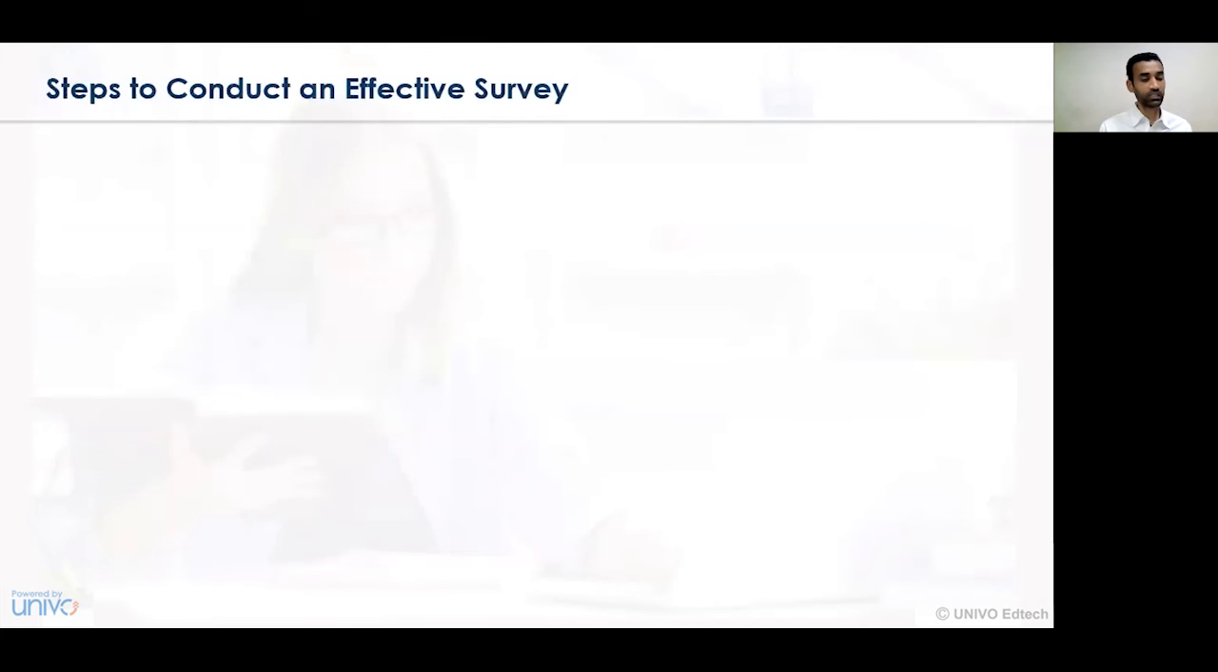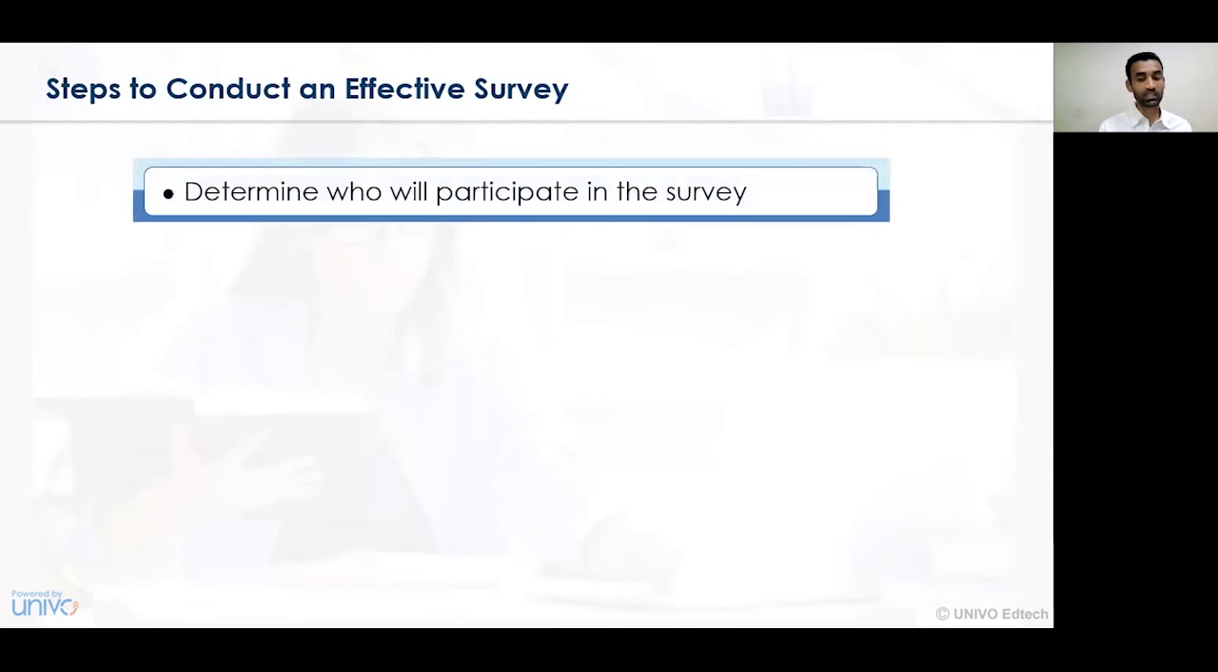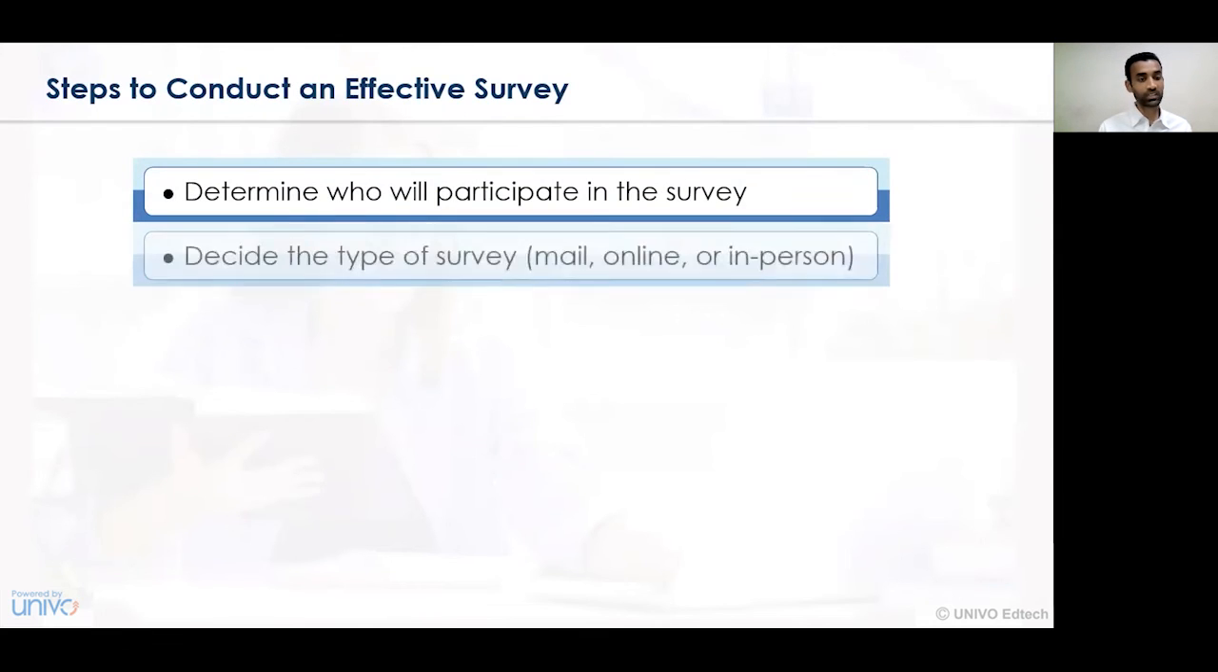Now let us understand what are the various steps to conduct an effective survey. The first step in conducting an effective survey is determining who will participate in the survey. The second step is deciding what type of survey will be undertaken. That is, whether it will be an email survey, an online survey, or an in-person, that is face-to-face or physical survey.